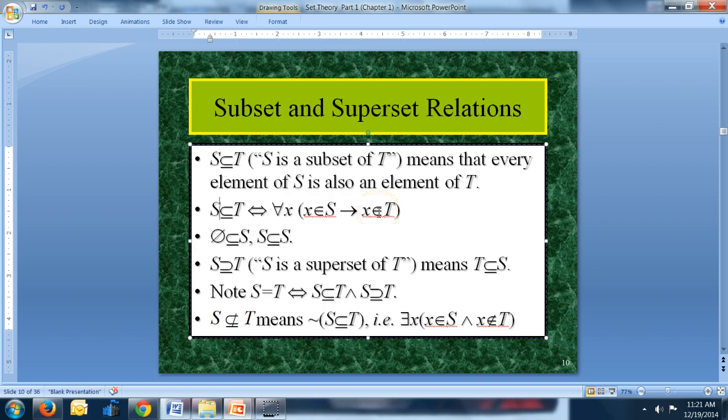As an example, S will be the set of pregnant women, and T is the set of women. Of course, pregnant women will be a subset of women, and so here is an example referring to this relationship. If S is not a subset of T, we use this notation that S is not a subset of T.